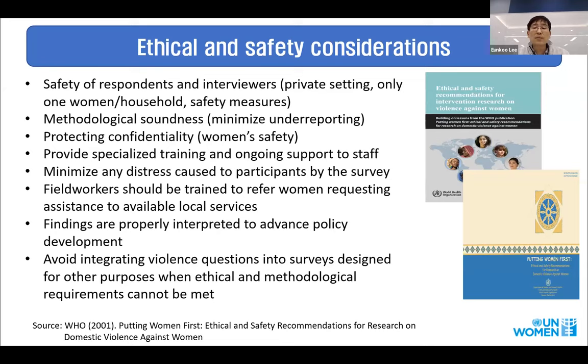The recommendation talks about the importance of ensuring the safety of respondents, ensuring methodological soundness to minimize underreporting, protecting confidentiality, the need to receive specialized training and ongoing support for team members, and reducing any possible distress caused to participants by the research or the survey, referring women requesting assistance to available local services, ensuring that their findings are properly interpreted and used to advance policy and intervention development. And finally, violence questions should only be incorporated into surveys designed for other purposes if ethical and methodological requirements can be met. Otherwise, it tends to reduce women's willingness to disclose, which negatively affects the prevalence rates that we're trying to measure.